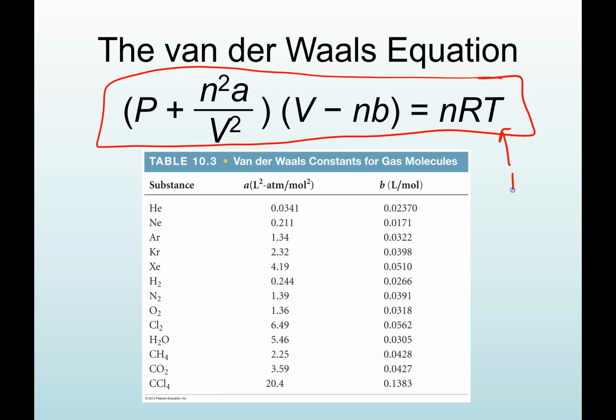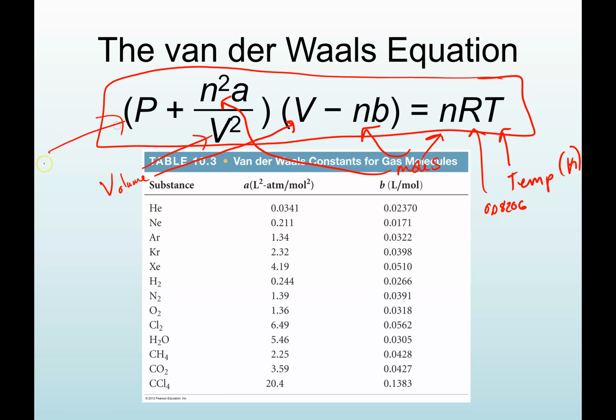You still have temperature, again in Kelvin. You still have R, which is our 0.08206. You have moles. You've got volume a couple of times. You've got pressure. And then you have a couple of new things. The first is B and the second is A. A and B are what we call corrected versions or corrective factors.